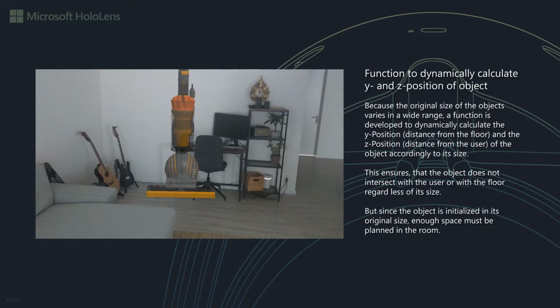Function to dynamically calculate Y and Z position of object. Because the original size of the objects varies in a wide range, a function is developed to dynamically calculate the Y position, distance from the floor, and the Z position, distance from the user, of the object according to its size. This ensures that the object does not intersect with the user or with the floor regardless of its size. But since the object is initialized in its original size, enough space must be planned in the room.